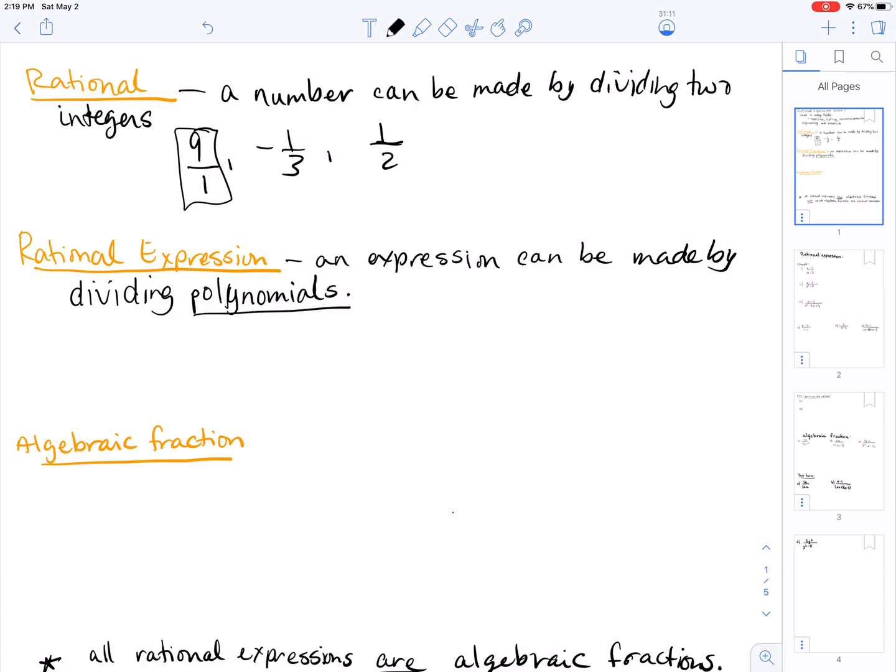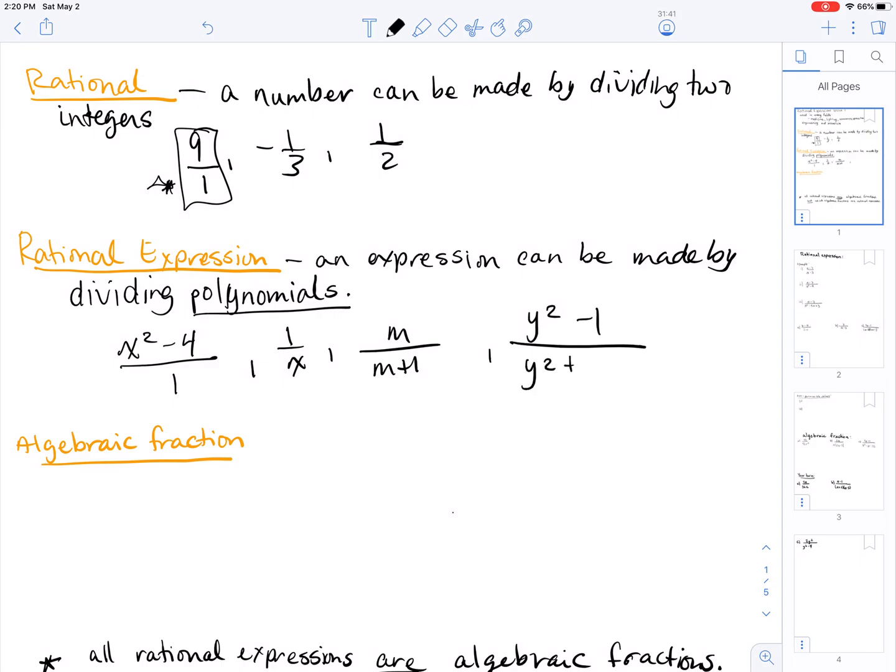What do you mean by polynomials, Miss Carla? Well, x squared minus 4 is a polynomial. Well, how is that a rational expression? Just like the 9 for the rational numbers, it's divided by 1. So it's a rational expression. Some other examples: 1 over x, or m divided by m plus 1. Or a little more complex, y squared minus 1 divided by y squared plus 2y plus 1. These are all rational expressions.